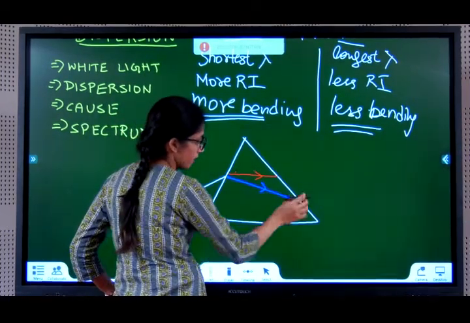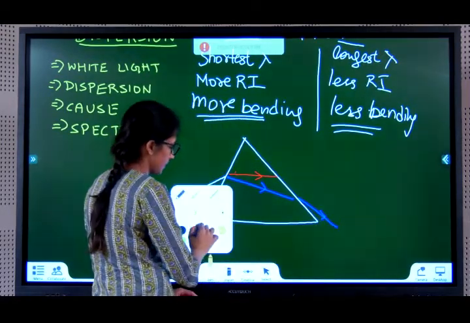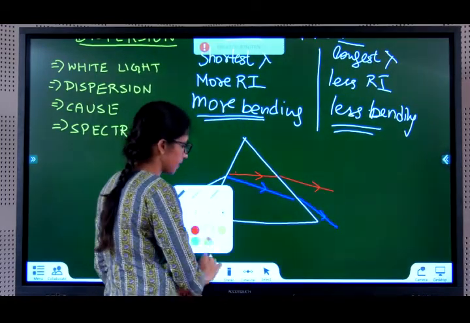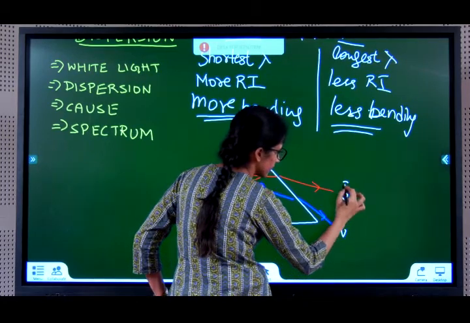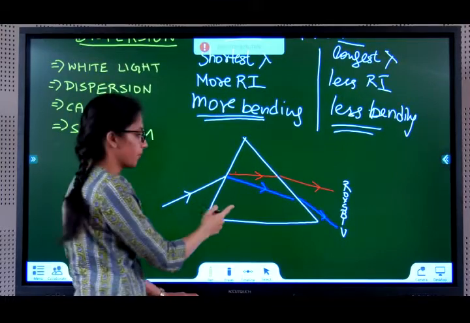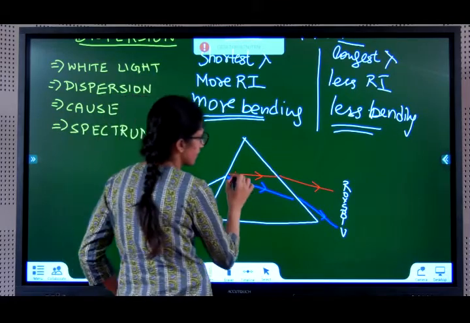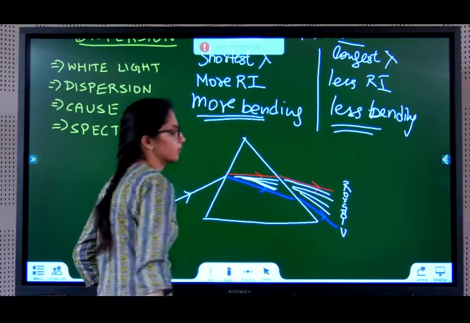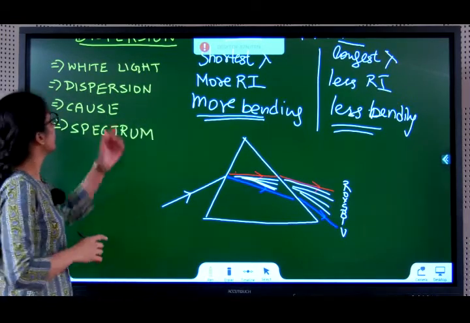So now again when it comes out, violet wants to bend more. It will bend even more. Red wants to bend less. So you will see VIBGYOR, which is why red is on top. When you see the rainbow, the red color is on top, the violet color is below. Why? Because of this. Understood? So here you have the 7 colors, VIBGYOR. So white light constitutes 7 colors.